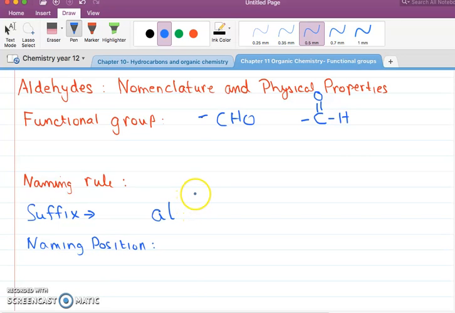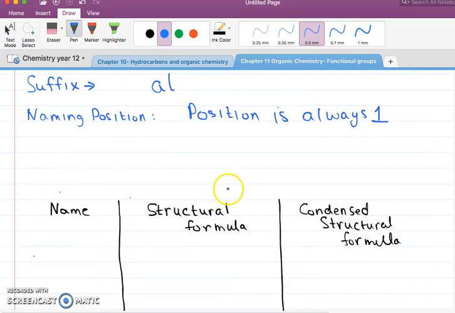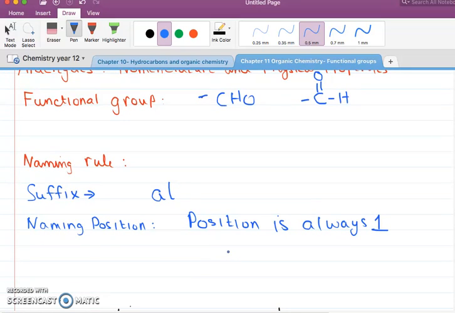They always get position number one. Position is always one. So we're going to do a few. You have noted this down. So you don't really have to number an aldehyde ever because you know it's always position one.